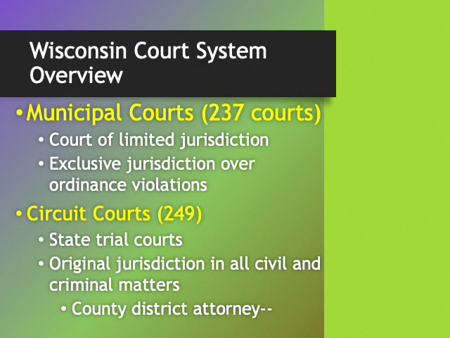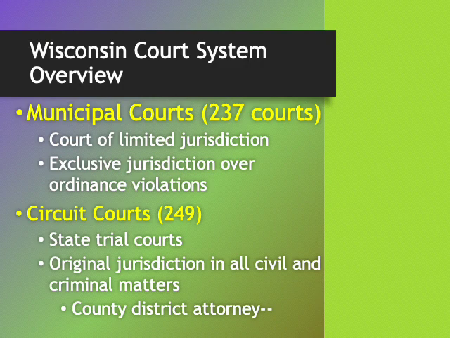So let's just do a quick overview of how the Wisconsin court system is organized. And so you have courts of limited jurisdiction. They're known as municipal courts, and they have exclusive jurisdiction over ordinance violations, okay? And so that might be building violations, burn violations, any ordinance. An ordinance is a rule that is exclusive to the city or the town that you live in. And there are 237 of those courts.